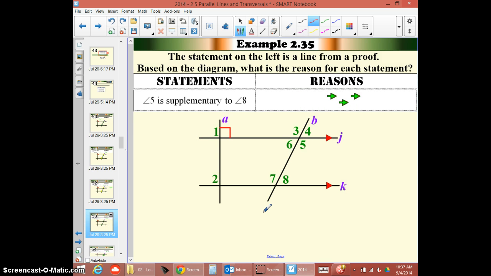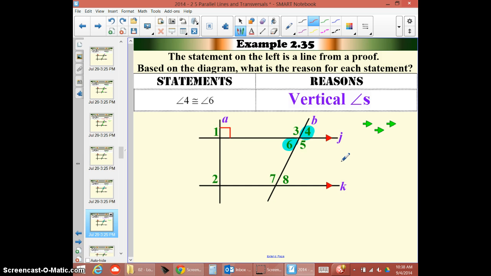Angle 5 is supplementary to angle 8. Well, let's see here. If I draw my blue lines and my red lines, sorry, the lines are crazy, I can see that 5 and 8 are on the inside, and they're on the same side. So I've got inside, same side. I'm going to say consecutive interior angles right there. Next one, 4 and 6, vertical angles.